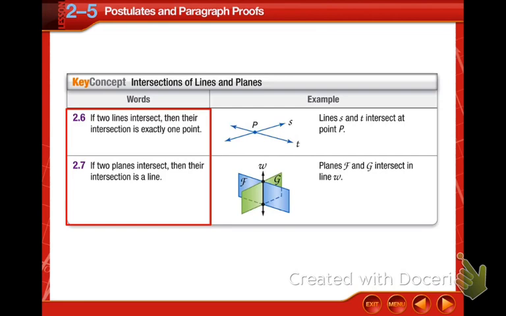These ones are the intersections of lines and planes. So first off, when we have 2 lines intersect, their intersection is exactly 1 point. And then we have 2.7 says if 2 planes intersect, then their intersection is a line. So here we have some pictures given to you, but lines intersect to a point, planes intersect to a line. Lines and planes, when they intersect, also intersect to a point as well, unless that line lies entirely in the plane, in which case then the entire line is your intersection, and the intersection between the line and the plane is the line.